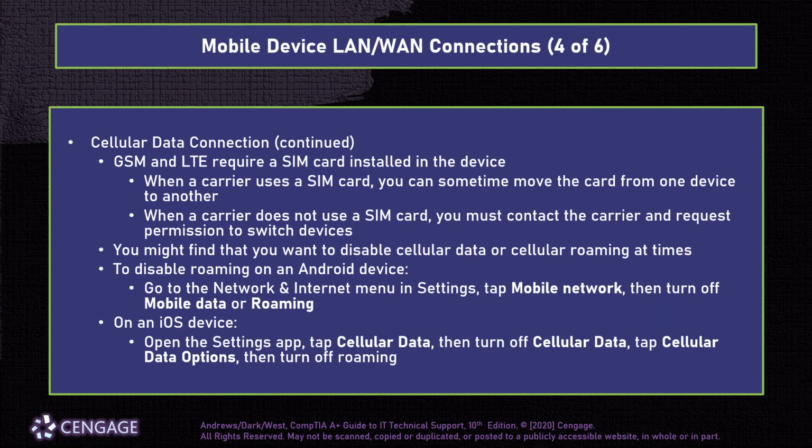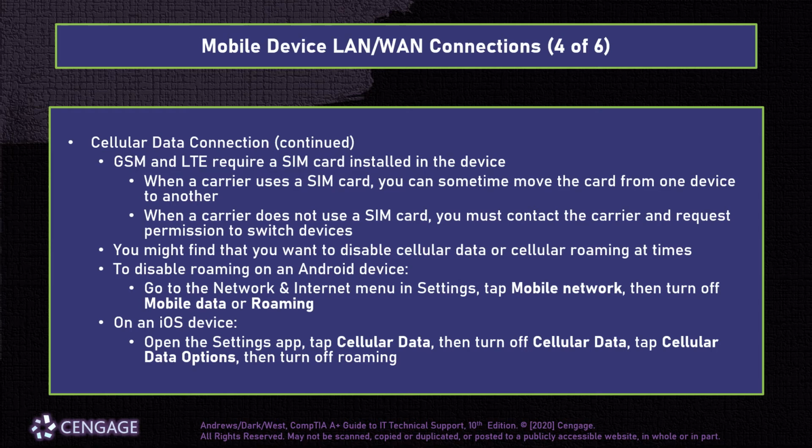So GSM and LTE require a SIM card. This is going to identify not only you as the subscriber, but it's also going to identify what network this particular device will work on. And if we want to move a device from one carrier to another, we can pretty easily swap that out. Remember that if you do not have a SIM card, you're going to have to do things a little bit differently, but it's not as common.